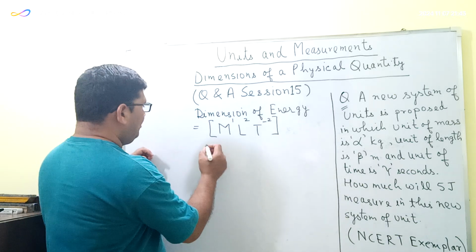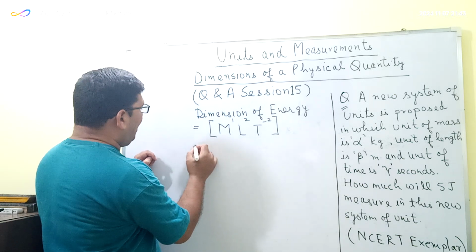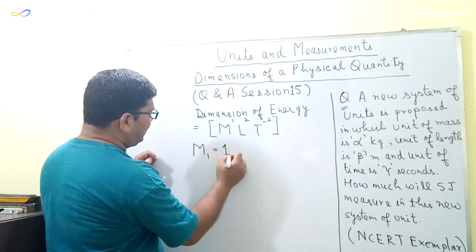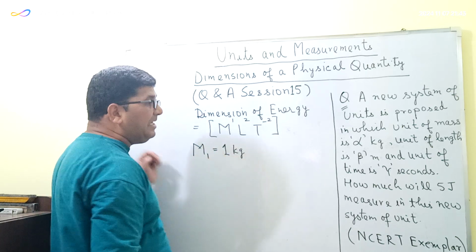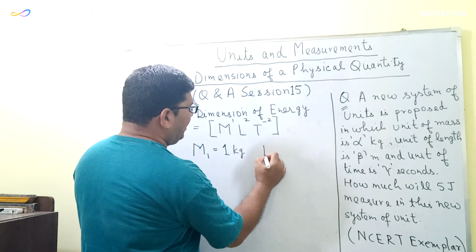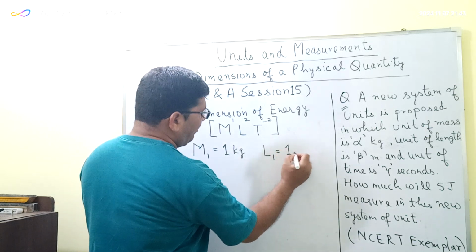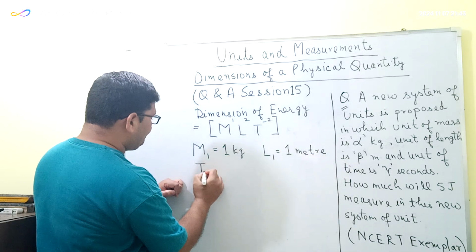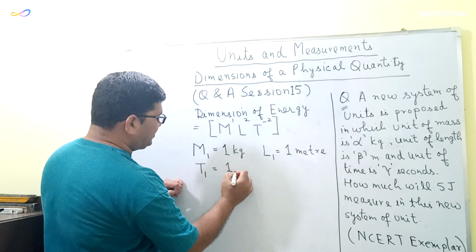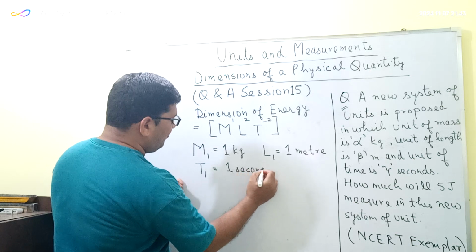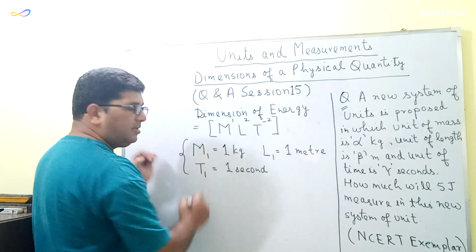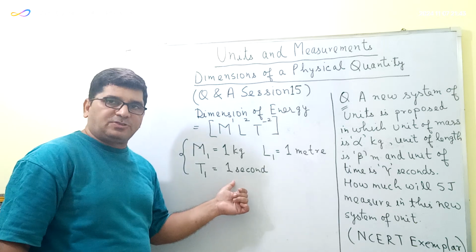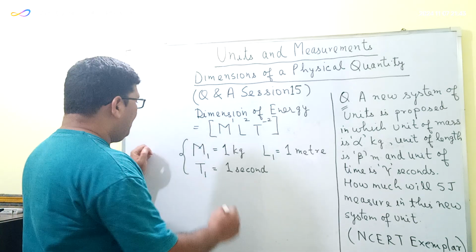Now in the SI system of unit, the unit of mass, say M1, is equal to 1 kg. The unit of length, say L1, is equal to 1 meter. And the unit of time, say T1, is equal to 1 second. So these are the units in the SI system of unit.